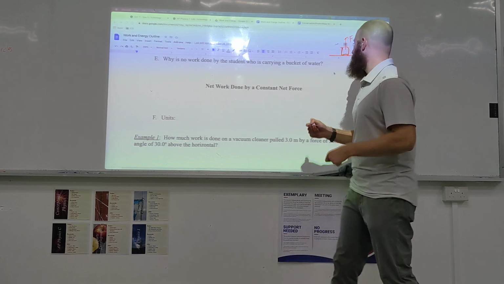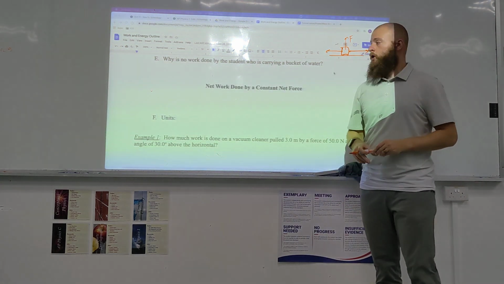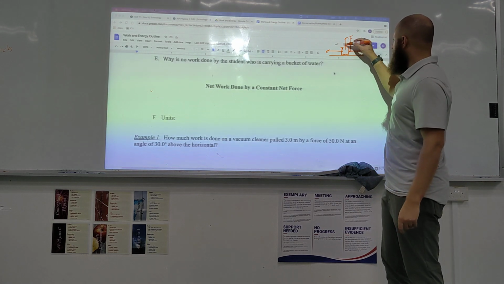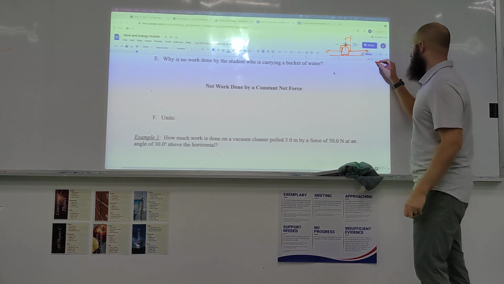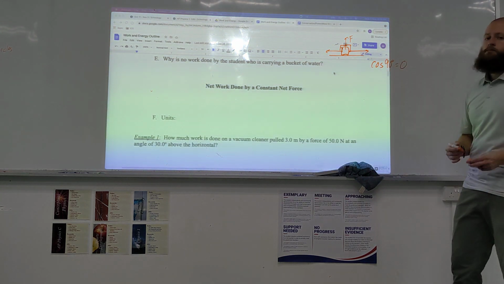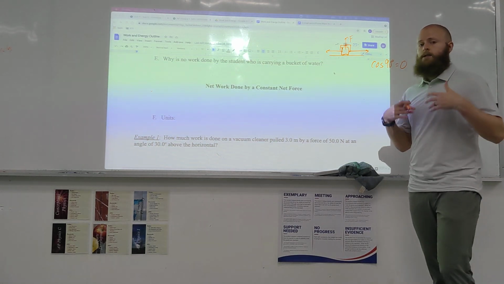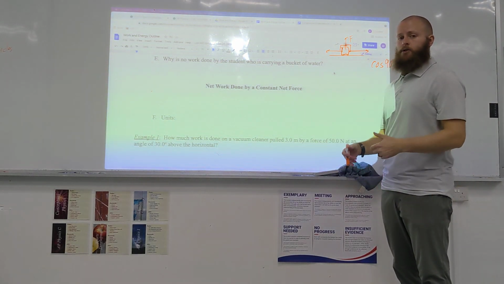Yeah, the marker is moving either this way or this way. If you notice, the angle here is 90 degrees. And what is the cosine of 90 degrees? Well, that equals 0. So in both of these cases, my force, what I'm pushing, doesn't actually contribute to the motion.